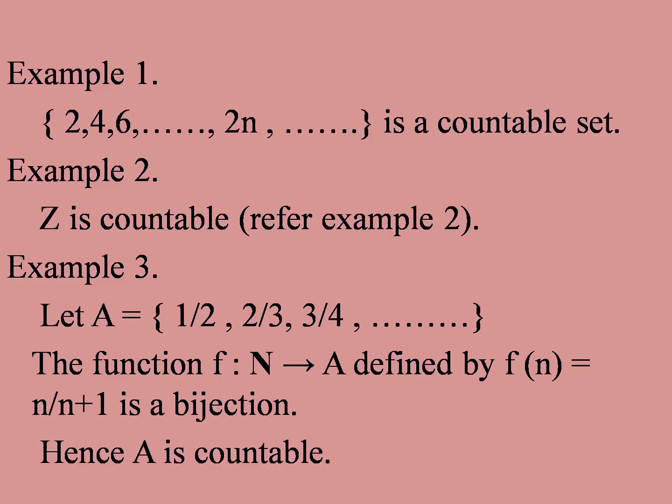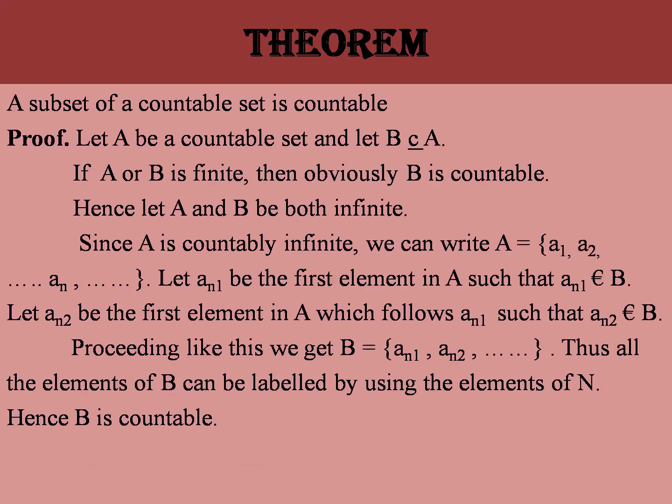Clearly, this map is a bijective map because the one-one and onto conditions are obviously satisfied. So if there is a bijection from N to A, then we say that A is equivalent to N. Any set which is equivalent to the set of all natural numbers N is said to be countably infinite. Every countably infinite set is countable, hence A is countable.